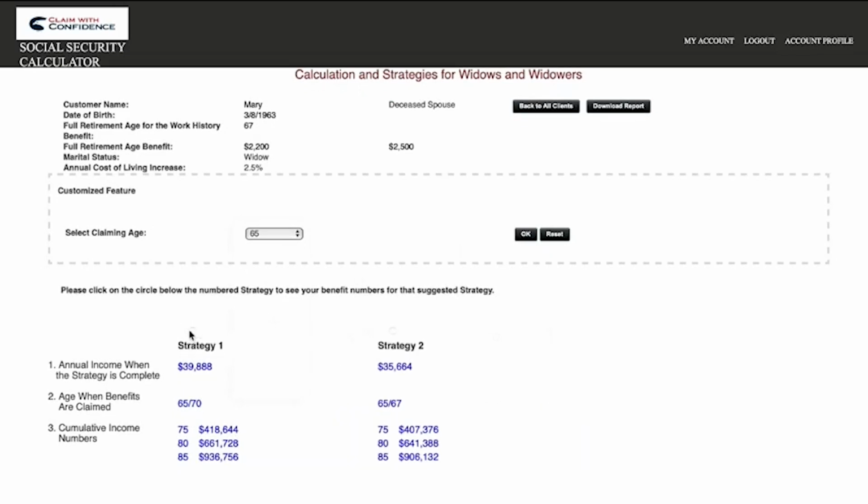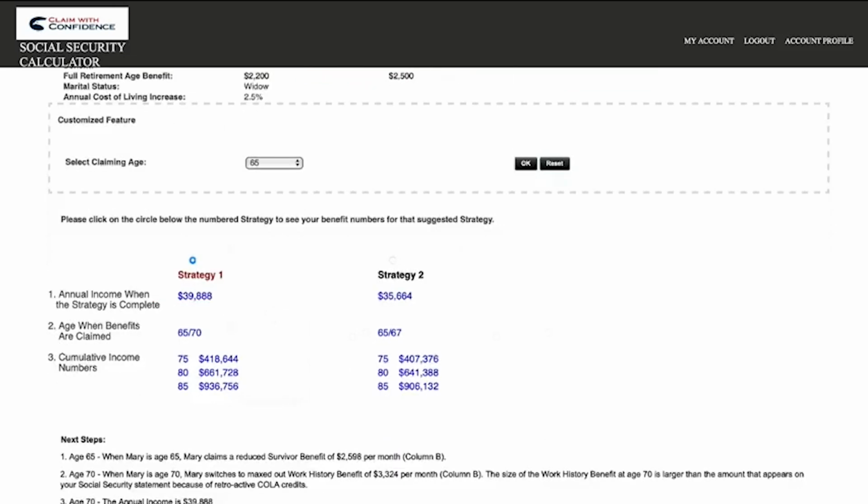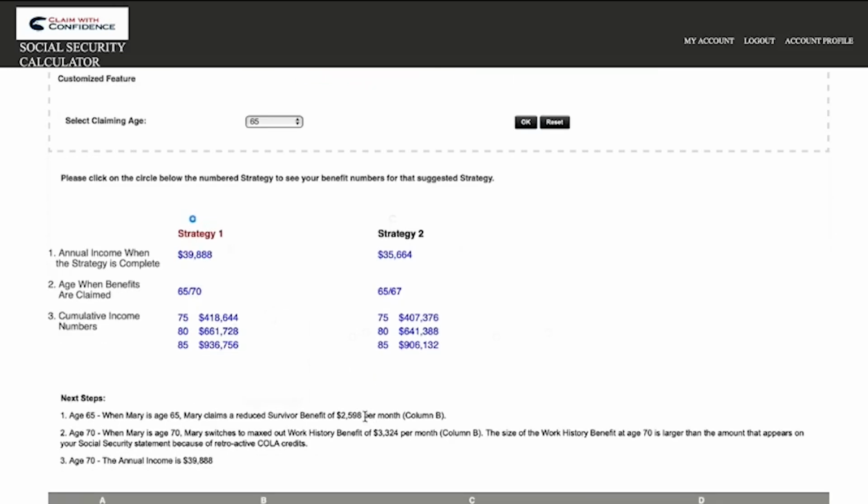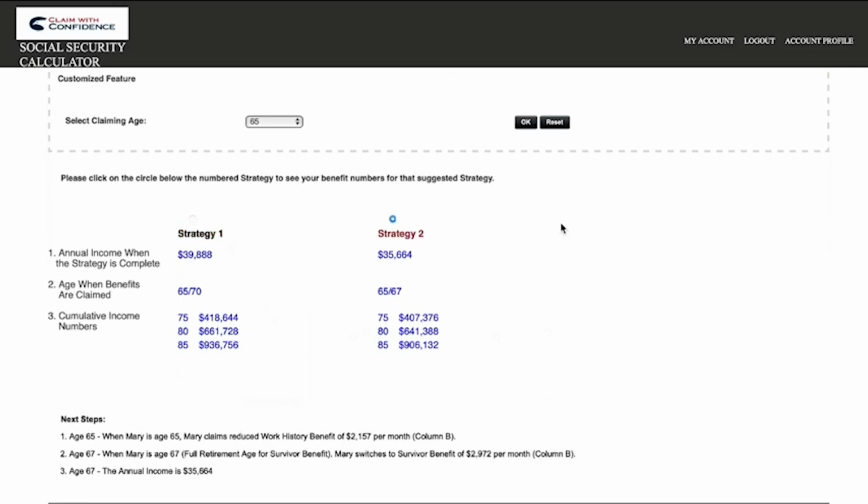And there's actually going to be two suggested strategies that come up. Just like here, Mary's going to claim the reduced survivor benefit at age 65 and then switch to her maxed out regular benefit at age 70. But once again, if she just wants to be done claiming at her full retirement age, which is age 67, she could claim her reduced own benefit at 65 and then switch to the full survivor benefit at age 67.